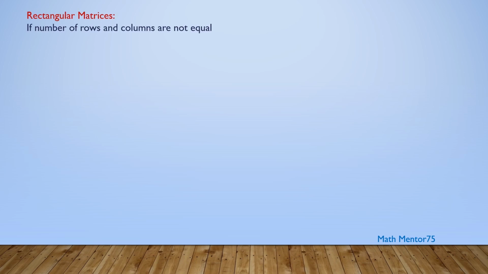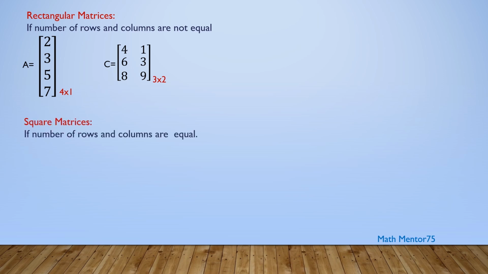Now let's discuss some important types of matrices. First one is rectangular matrix. If the number of rows and columns are not equal, then that matrix is known as a rectangular matrix. For instance, if we have matrix A, here we have 4 rows and 1 column. So it is a rectangular matrix. Let's say we have C matrix. In this matrix we have 3 rows, 2 columns, because the order is 3 into 2. Again, rows and columns are not equal, so it is again a rectangular matrix.